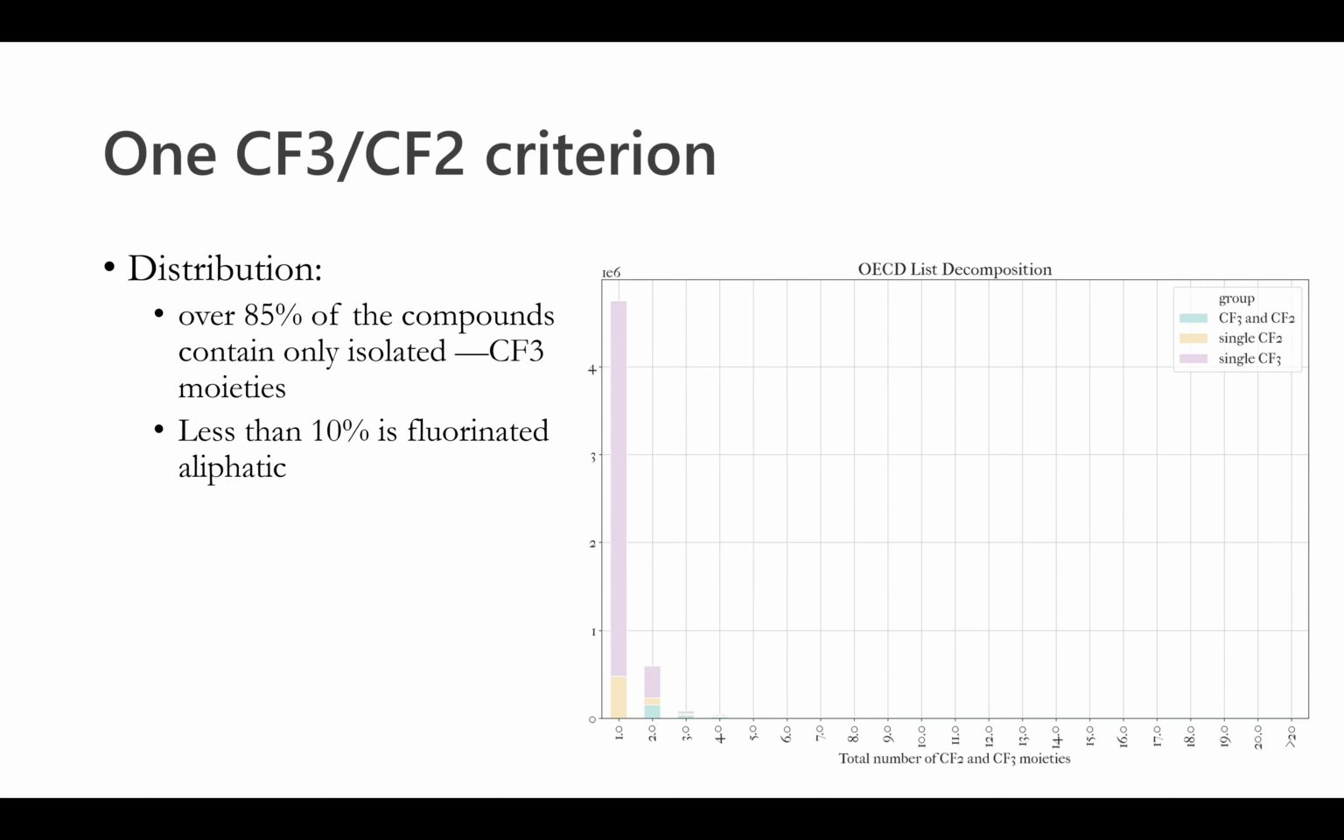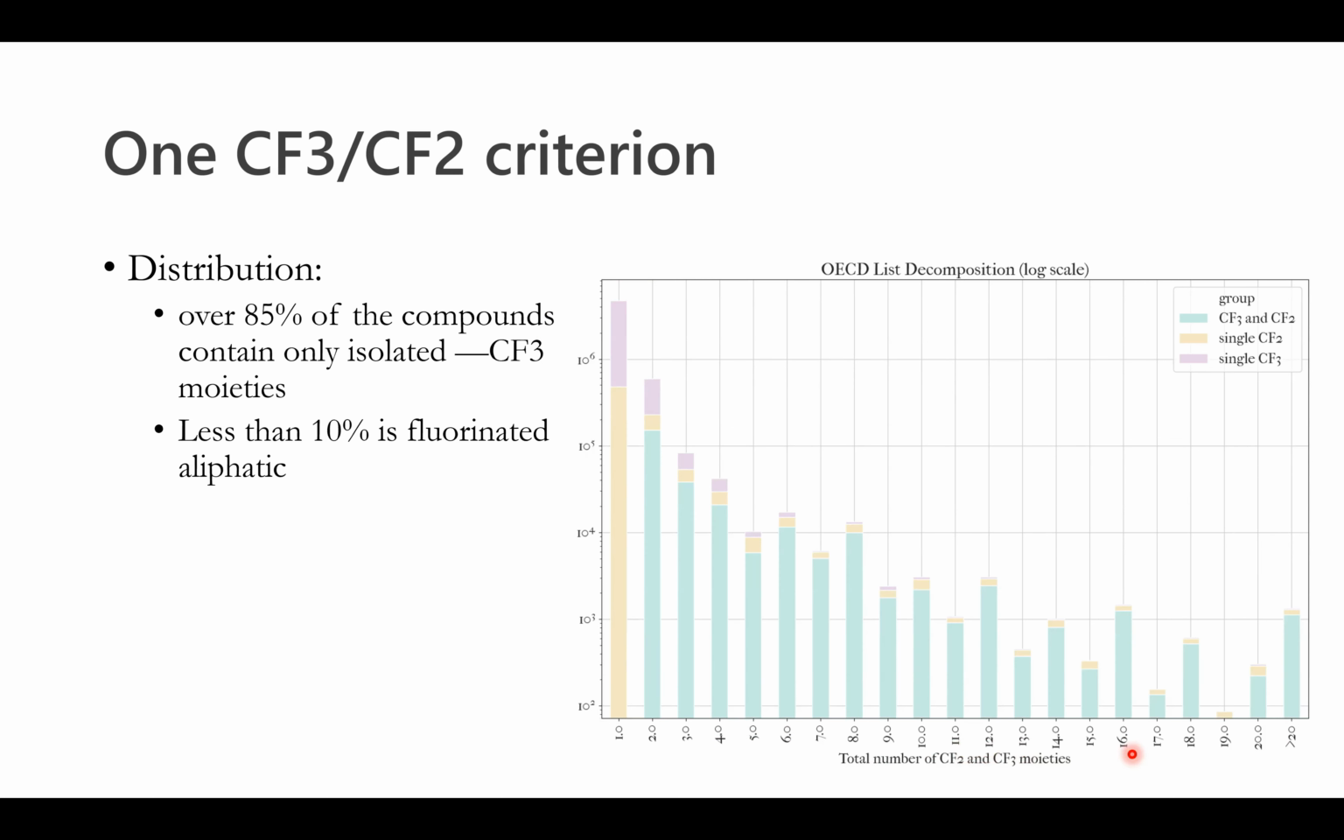When we look in more detail at the decomposition of the OECD list in terms of number of CF2 or CF3, we see that most of the compounds have less than 2 CF2 or CF3 in total in these bars. Actually, 85% of the compounds have an isolated CF3 moiety. So the graph on the right here shows the number of unique compounds matched by the OECD definition by the total number of CF3 and CF2. So we have the total number of CF2 and CF3 moieties here, and here the number of compounds that it matches. So this is in terms of million. And so for more than 3 moieties in total, we don't see a bar anymore.